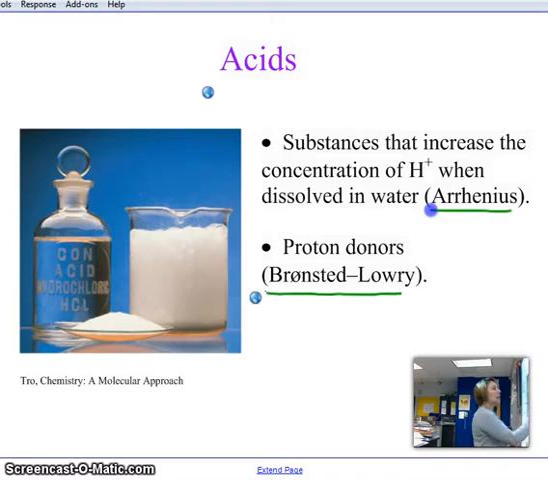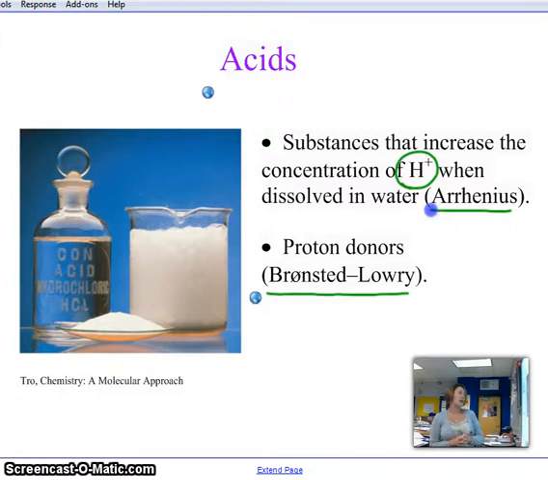An Arrhenius acid is defined as a substance that when you put it in water increases the amount of hydrogen ions. So there are things that dissociate either completely, like our strong acids, or slightly to increase the amount of hydrogen ions when you put them in water.